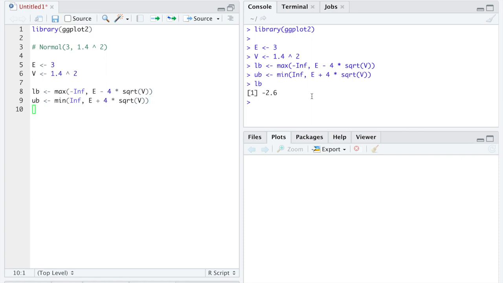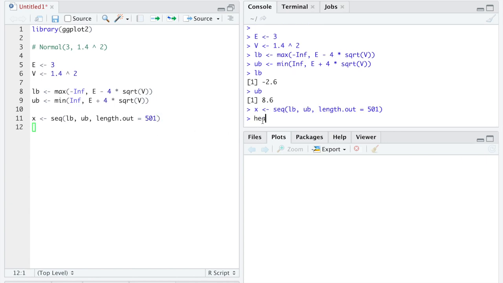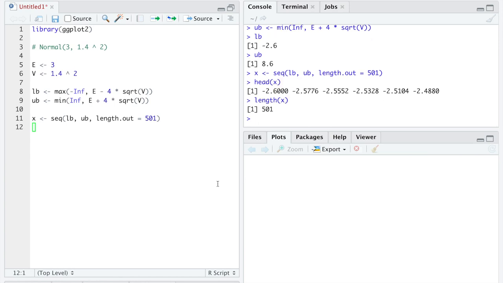We can look at what the lower bound and upper bound are, which are going to represent the uncountably infinite support for the normal distribution. We'll create a sequence of values from lower bound to upper bound with a length, once we spell length right, of, let's say, 501 points in this vector x. Now, if we just look at the first few values of x, you can see that the vector x starts at negative 2.6 and moves up in equally spaced increments such that the length of the vector x is 501 as requested.